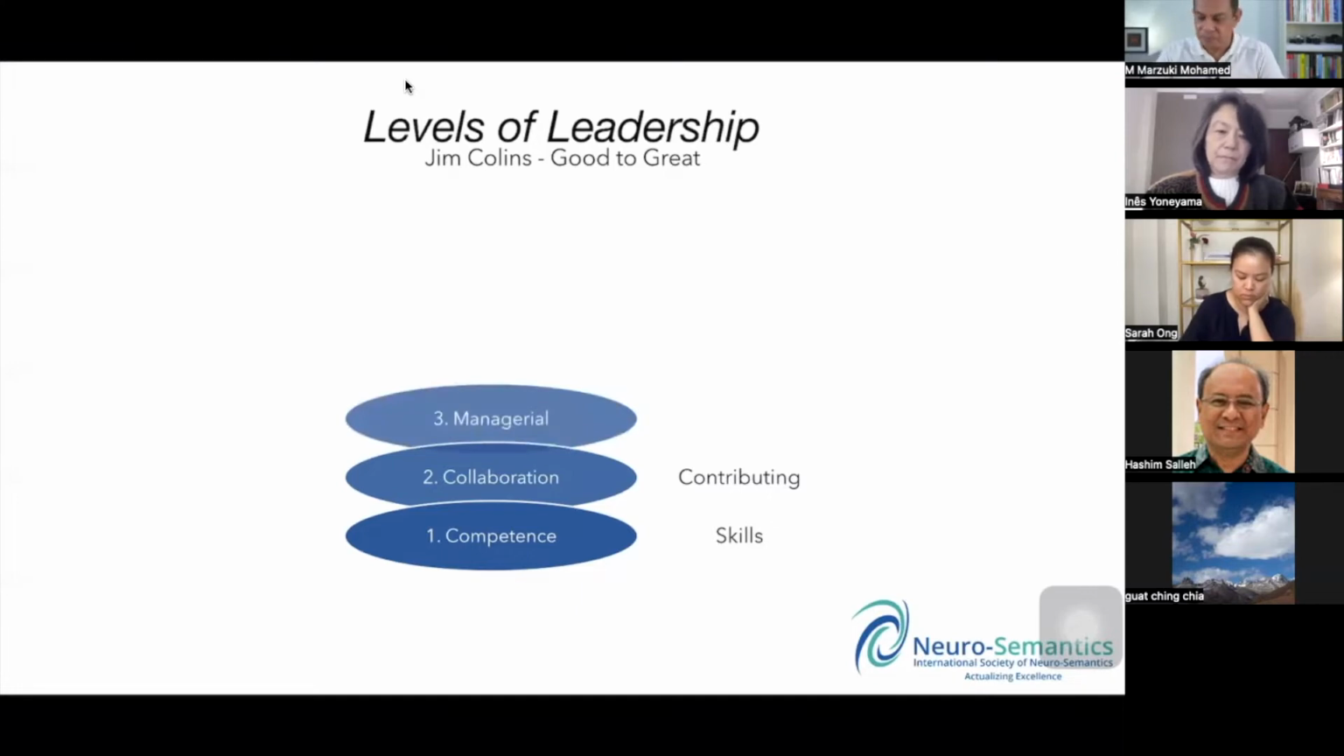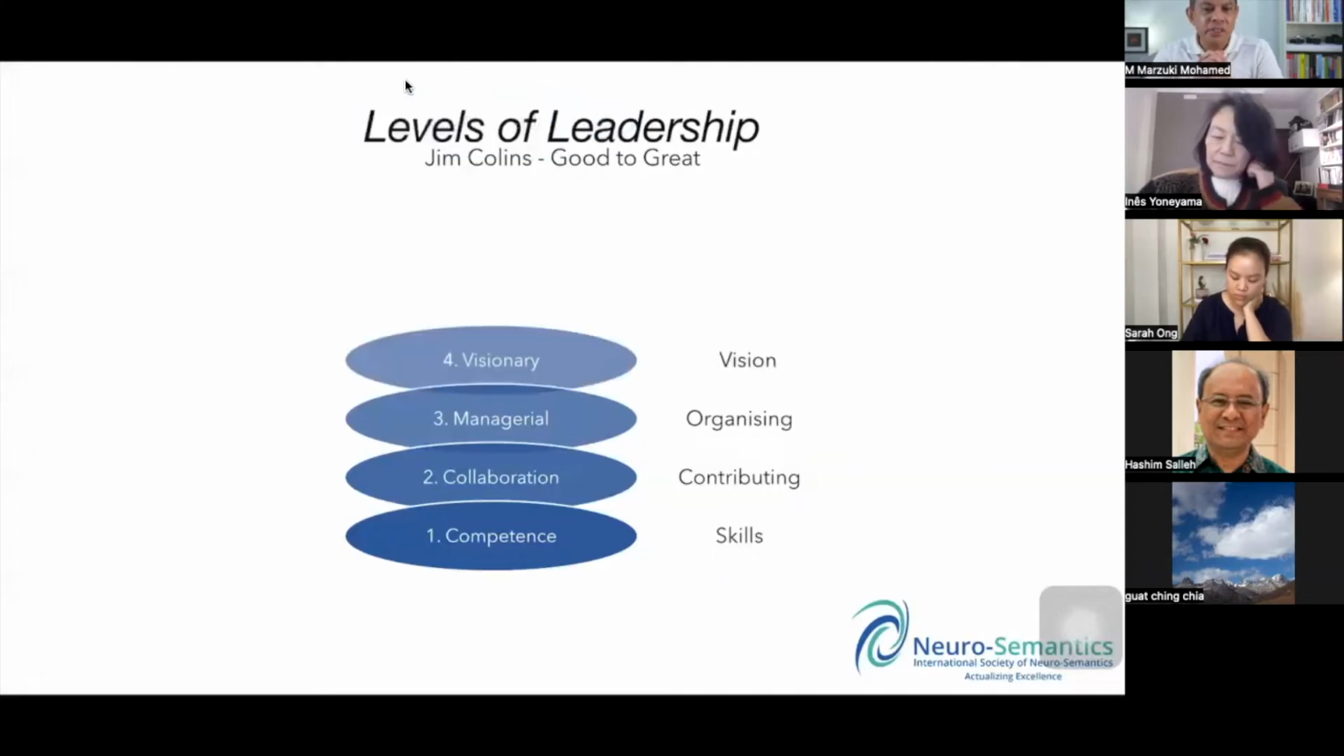Next is management level. So a competent manager leads through the organization. So this is what is termed as managerial leadership. Organizes people and resources towards the effective pursuit of predetermined objectives. So if I were to take the example of a factory shop floor, by the time a person becomes a team leader, that person is already managing and organizing. So that person needs to have the skill of what Jim Collins called managerial leadership. Now, the fourth level is the level of visionary. An effective leader leads via vision. This is what is termed as visionary leadership.